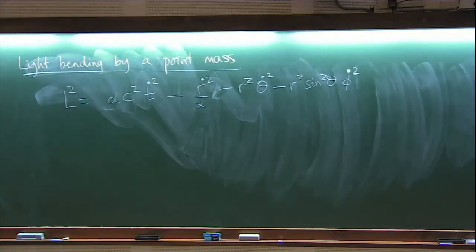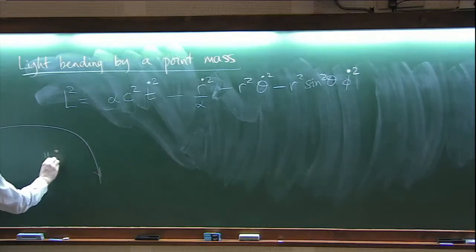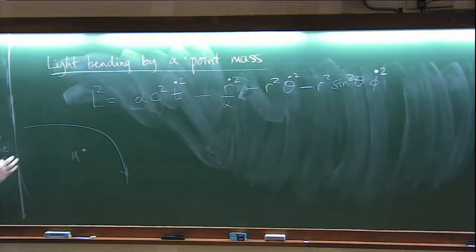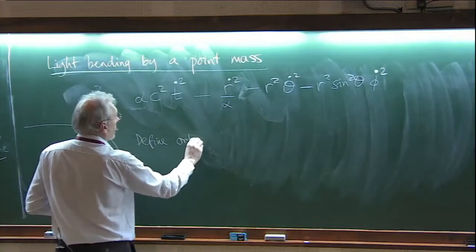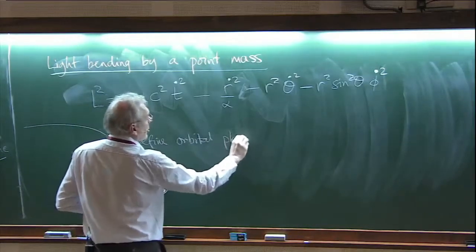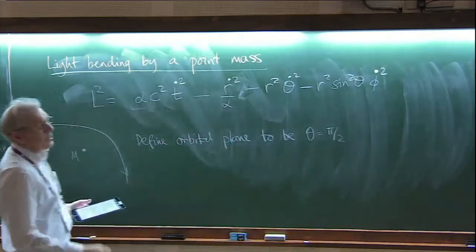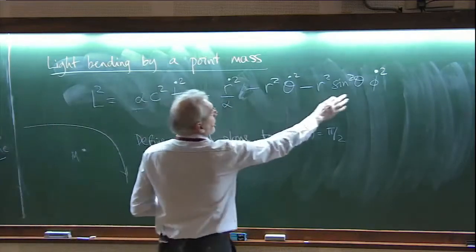So if we think about the symmetry of this problem, we're going to consider light being bent by some mass, and by the symmetry we can choose that the orbit is going to be in a plane, so there'll be nothing to break that, no symmetry that could take it out of a plane. So we can define the orbit for convenience to be the equatorial plane in the polar coordinates, and then we lose the theta dot terms, and sine theta becomes 1.